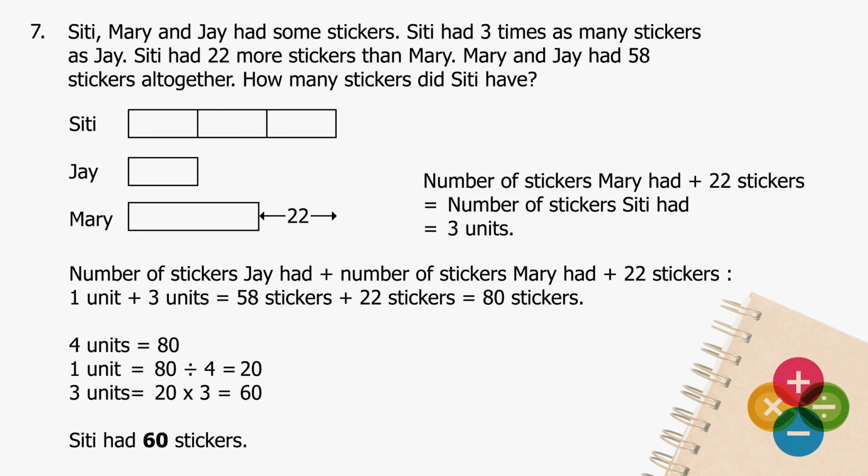The number of stickers Mary had, plus 22 stickers, will be equal to the number of stickers Siddhi had, which is equal to 3 units. The number of stickers Jay had, plus the number of stickers Mary had, plus 22 stickers, will be equal to 1 unit, plus 3 units, which is equal to add 58 stickers to 22 stickers, and the sum is 80 stickers. 4 units is equal to 80. 1 unit will be divide 80 by 4, and the quotient is 20. 3 units will be multiply 20 by 3, and the product is 60. Siddhi had 60 stickers.